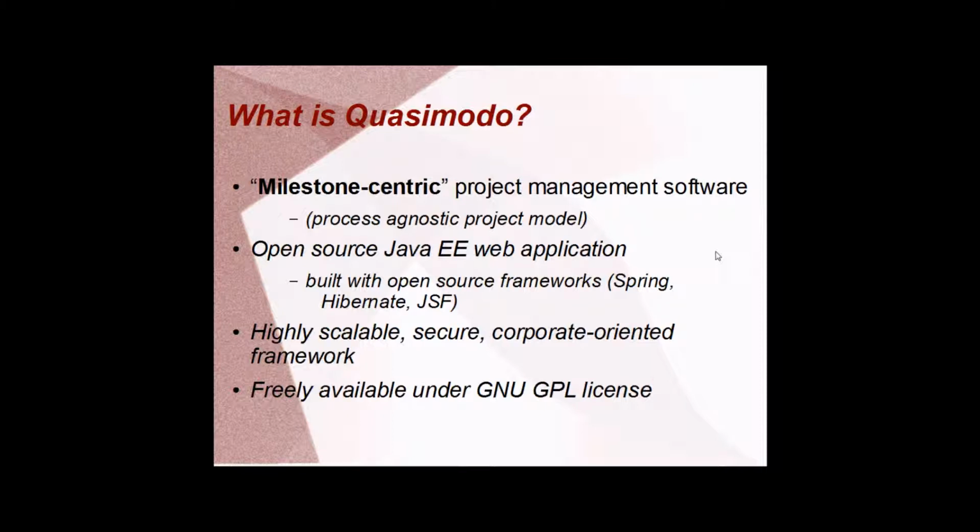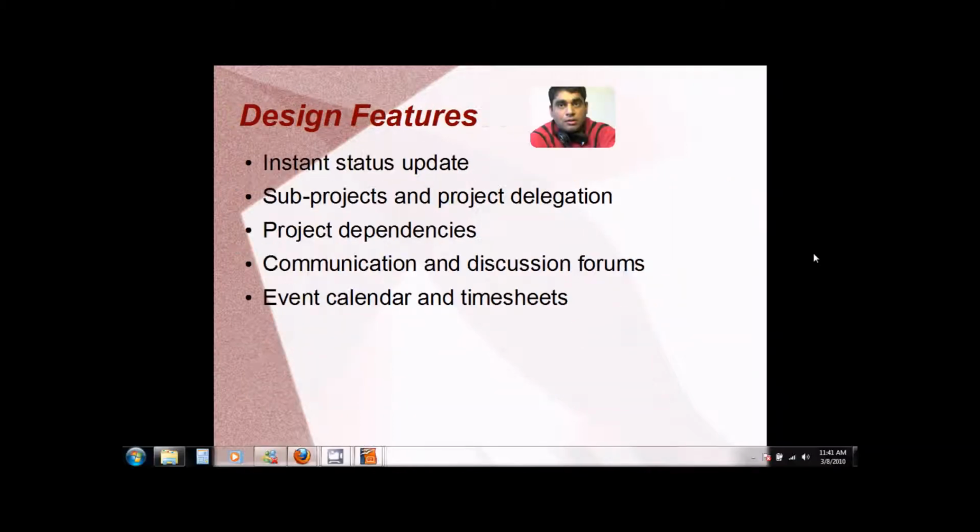Quasimodo uses some of the latest open source Java web security frameworks, and it's a corporate oriented framework, which means we try to look at how exactly corporations work on a day-to-day level and try to build the tool around that. Last but not the least, Quasimodo comes to you free of charge under the GNU GPL open source license.